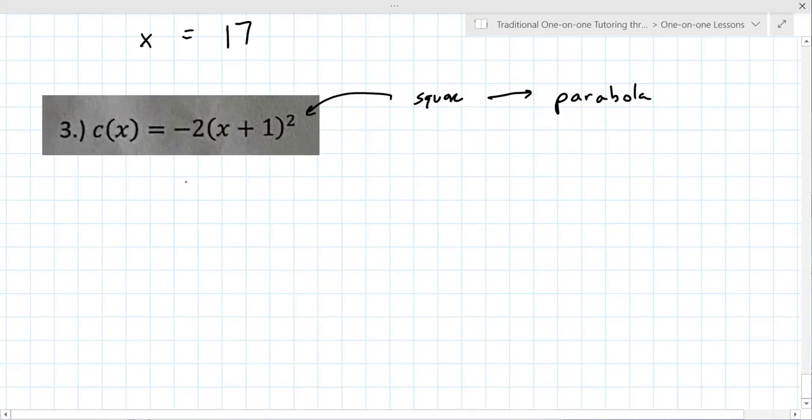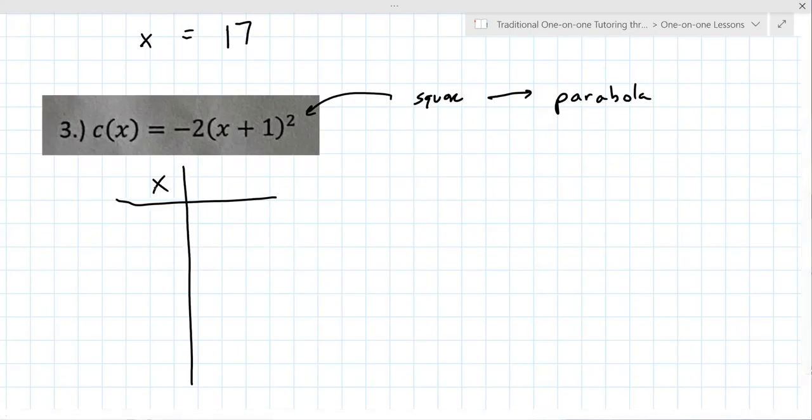Okay. Square. Next thing you have to do is make a table, and it tells you the values that you need. All right. Do I need to remember the word parabola? Yes. Yeah, probably. A new one to the list. Yeah, there's plenty of things here to remember.